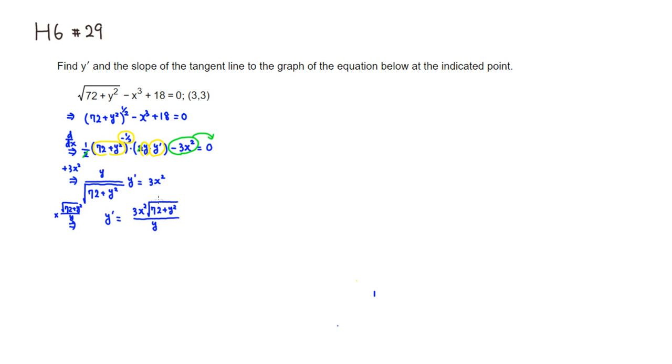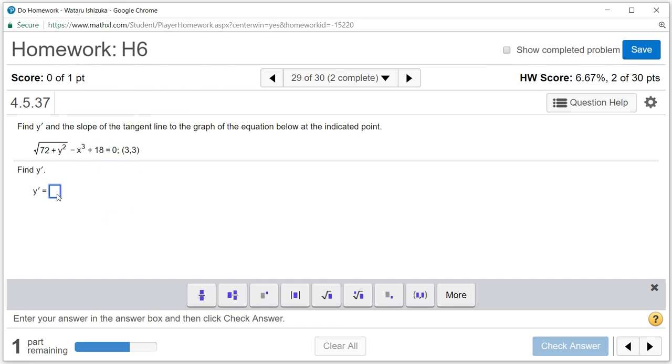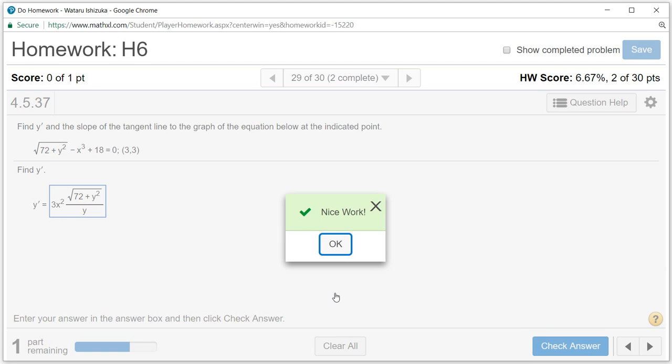We got that. Let's type this in and see if it's good. What we got was 3x squared multiplied by the square root of 72 plus y squared, divided by y. Let's check the answer. We got that.